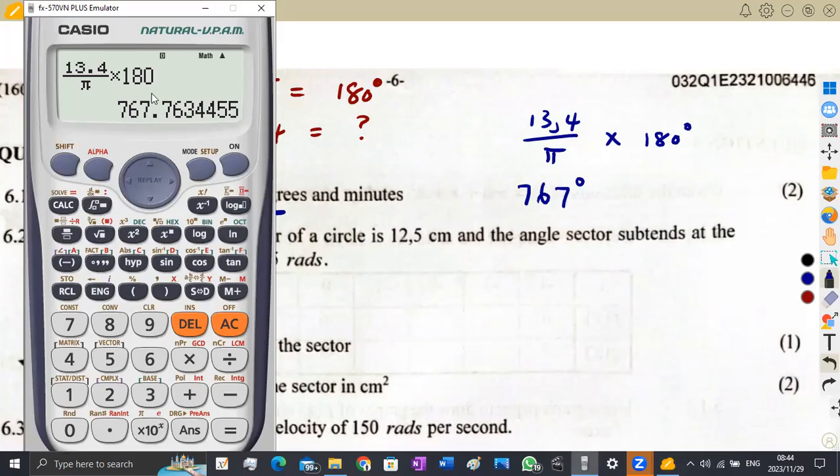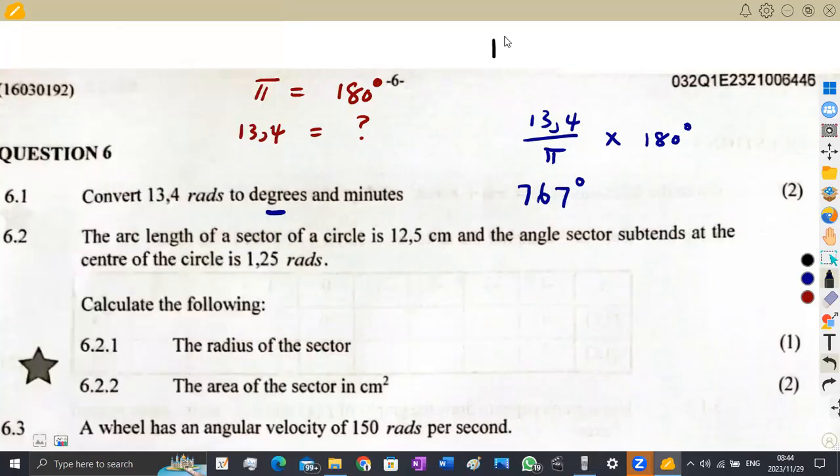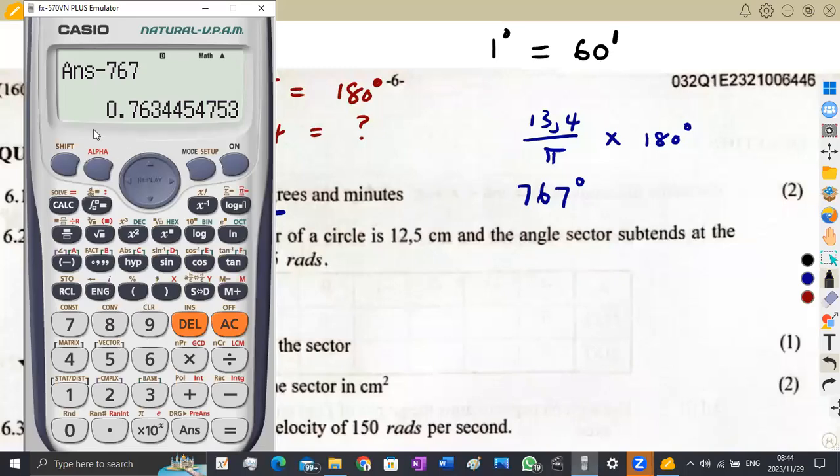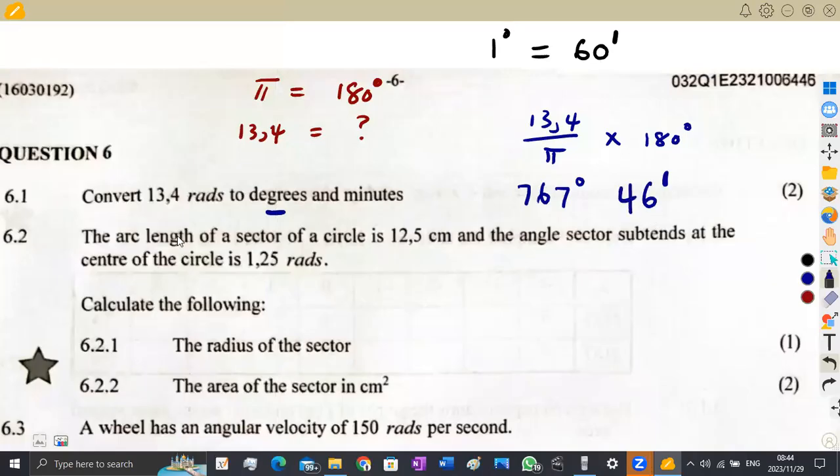Then you convert the remainder, which is the decimal. So you remove this whole number, 767, just subtract it like this. As you can see, you remain with the decimal. This is the one that you convert to minutes. Remember, the relationship between degrees and minutes is that 1 degree is equal to 60 minutes. So to convert this decimal to minutes, you just multiply it by 60. You just take the whole number, which is going to be 46. So it will be 46 minutes, okay?